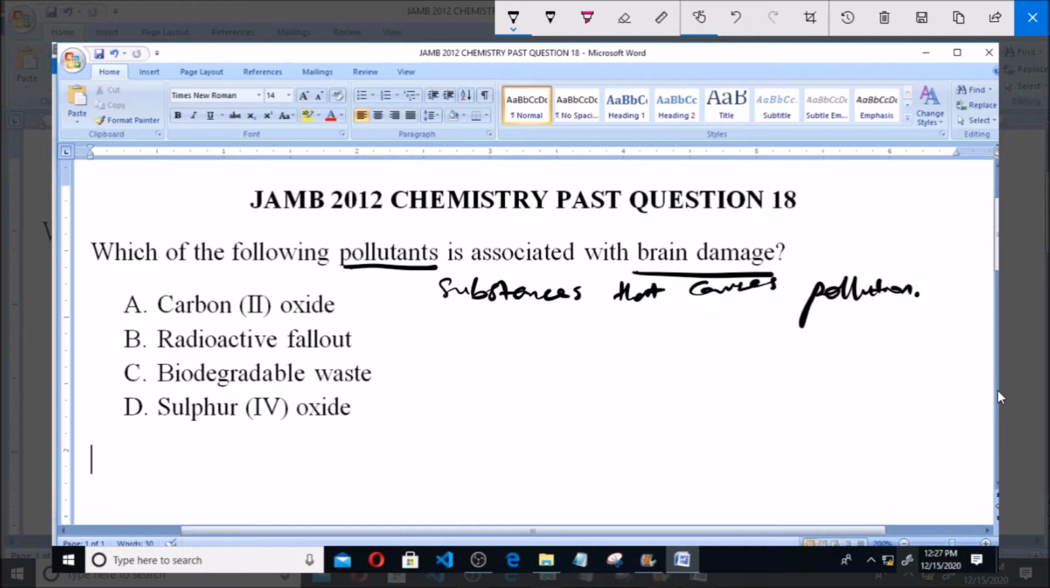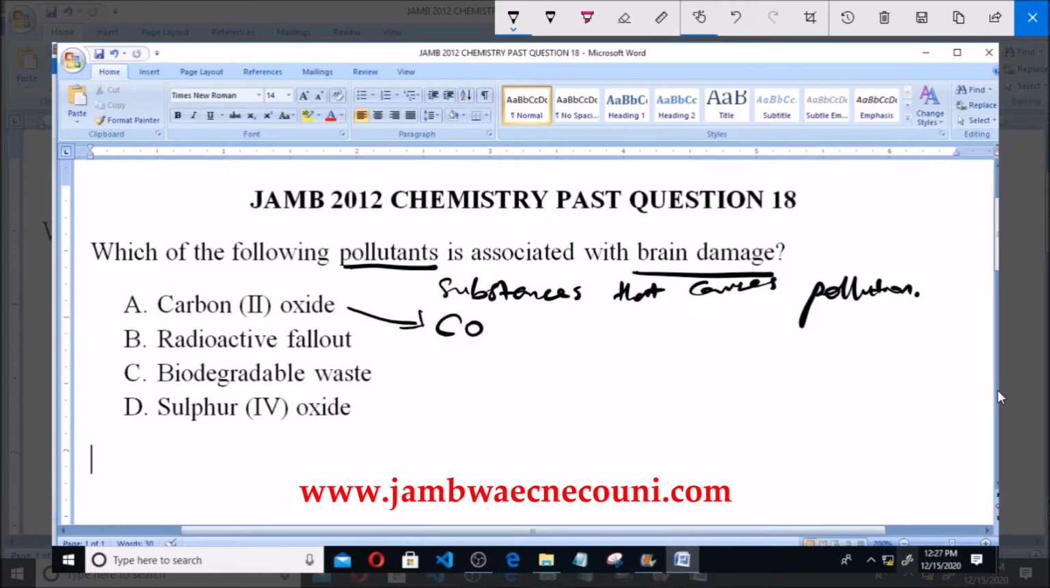Now, let's analyze the pollutants given. Carbon II oxide, also known as carbon monoxide, is an air pollutant. If inhaled into the system, it goes and reacts with the hemoglobin content of the red blood cell. So carbon II oxide, which is CO, plus hemoglobin will form what we call carboxyhemoglobin.